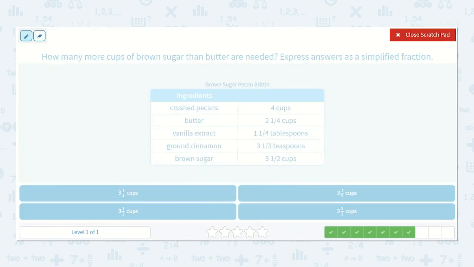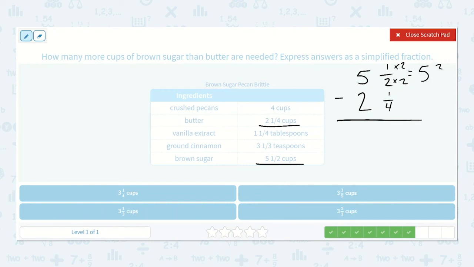How many more cups of brown sugar than butter are needed? Express answers as a simplified fraction. So how many more cups of brown sugar than butter? Brown sugar is 5 1/2 and butter is 2 1/4. So if we have 5 1/2 and we want to subtract 2 1/4, we need the denominators to be the same. So I could just change this fraction 1/2. I can multiply the top and bottom by 2 to make the denominators the same. So now this turns into 5 2/4.